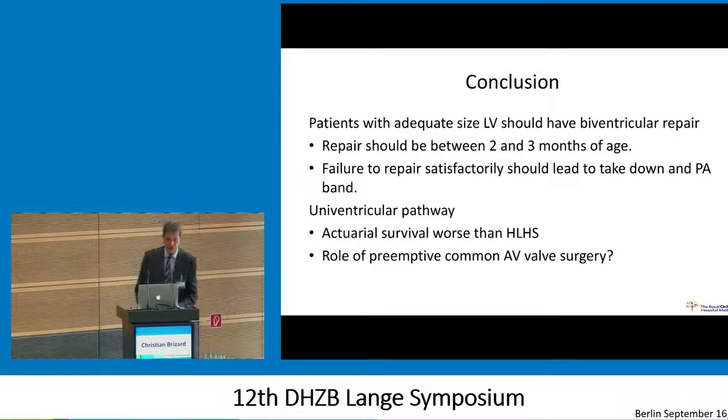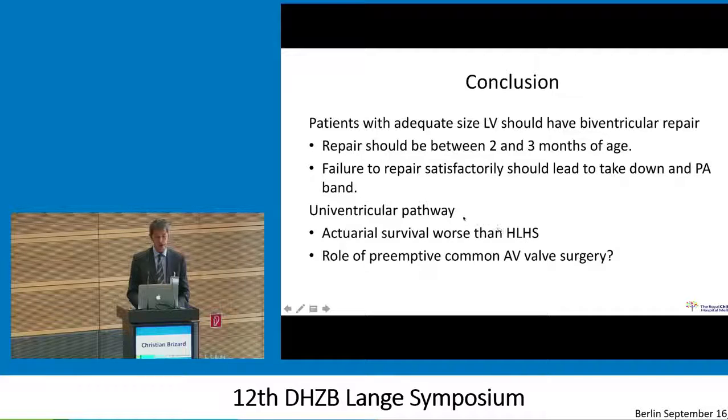So in conclusion, patients with adequate size left ventricle should have a biventricular repair. The repair should be between 2 and 3 months of age. Failure to repair satisfactorily should lead to takedown and pulmonary artery band. This is a theoretical statement because we haven't had to do that.